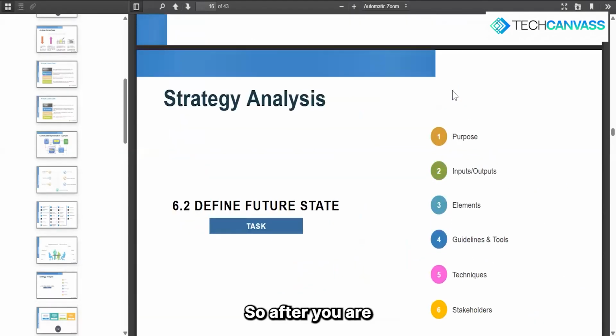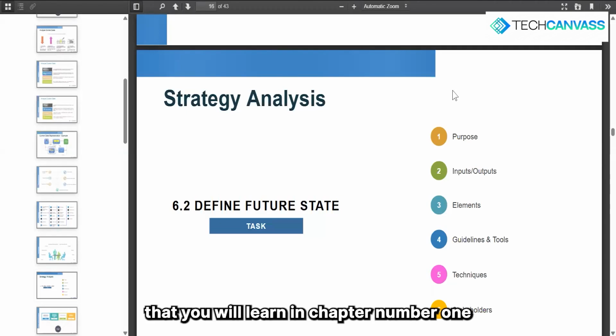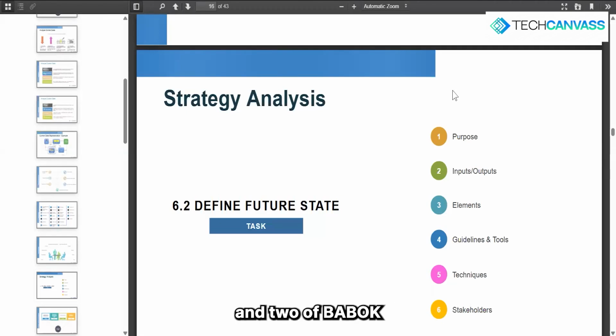Okay. So after you are through with this task, there are two outputs that you'll get. You will get the description of the current state, which we call current state description. It will talk about the scope, the capabilities, the culture of your organization, the dependencies, and you will also get business requirements. What are requirements? This is a very basic thing that you will learn in chapter number 1 and 2 of BABOK. You will get business requirements, the problem or the opportunity that we want to address. Okay, so that's analyzing current state.